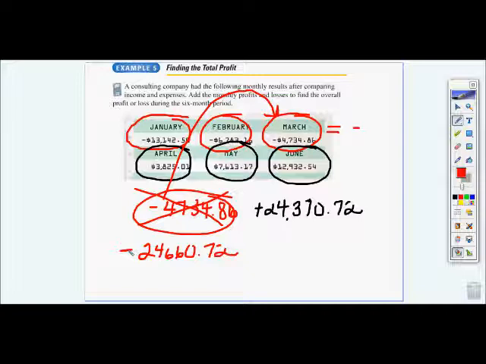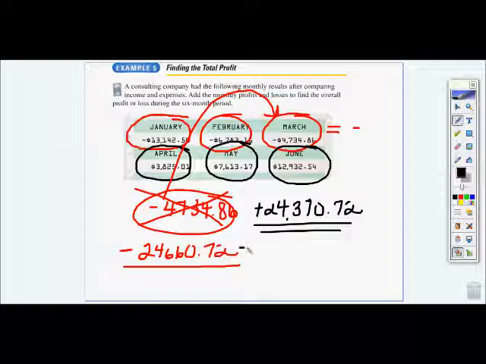So I'm going to find the difference between those. I have this number on my calculator already. I'm going to subtract my profits, which were the smaller of the two numbers, finding the difference. Sevens are as ugly as the 2s. So I'm going to subtract 24,370 and 72 cents.